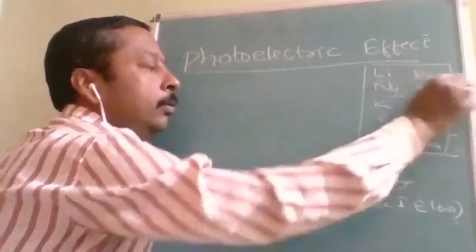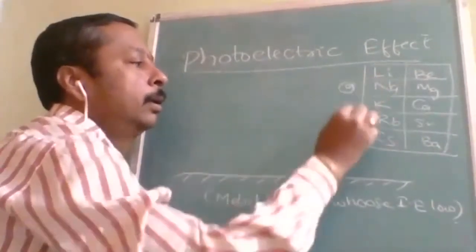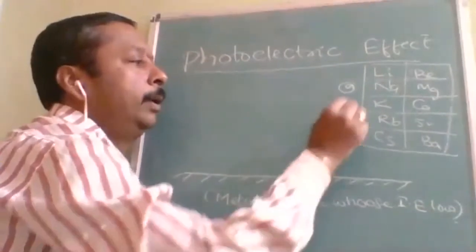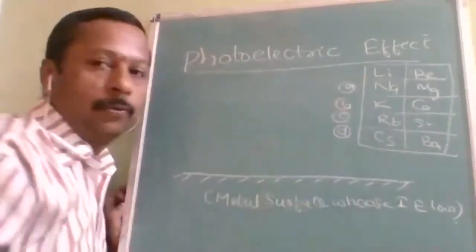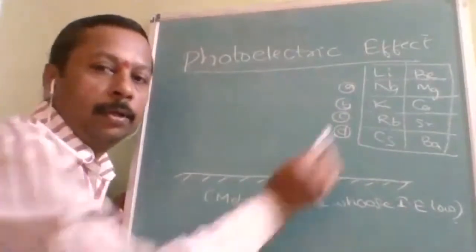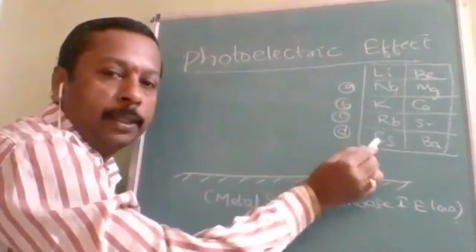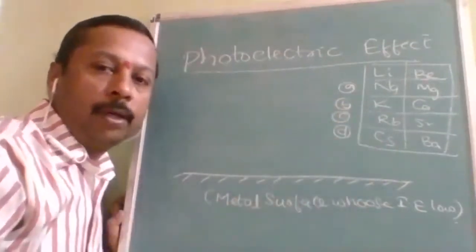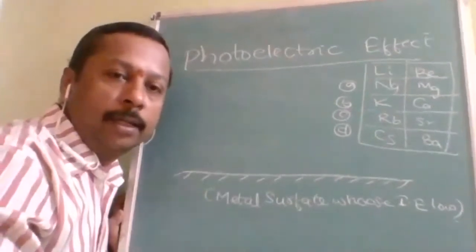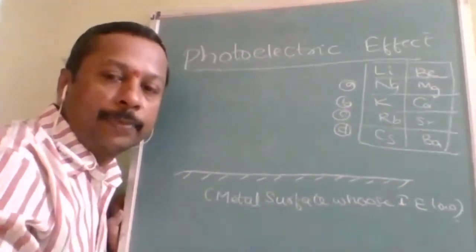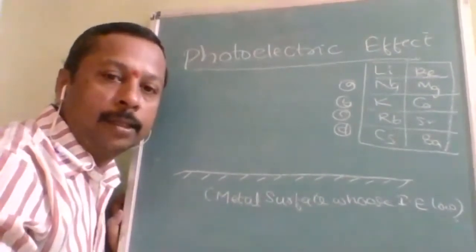Now suppose we have to select a metal. These are the 4 options given to you: A, B, C, D: sodium, potassium, rubidium, cesium. Which element is suitable for this purpose? Can you answer?